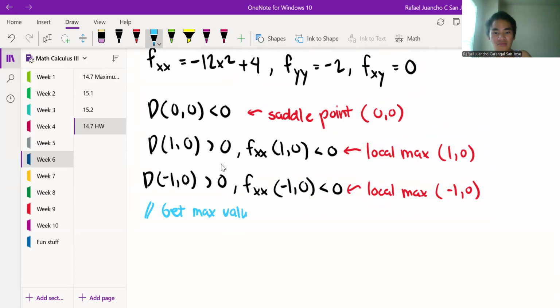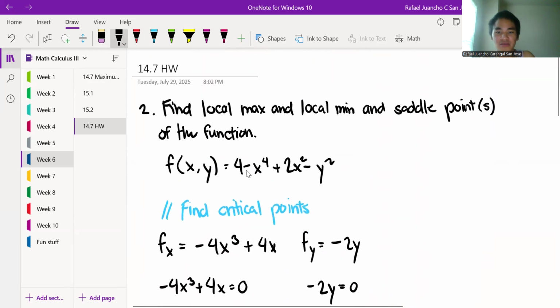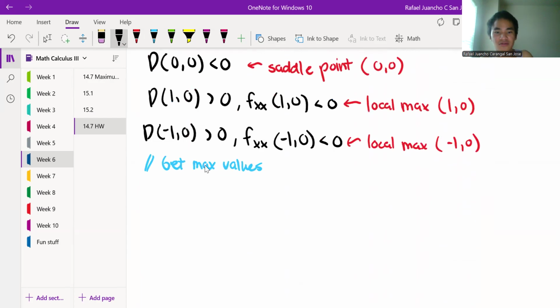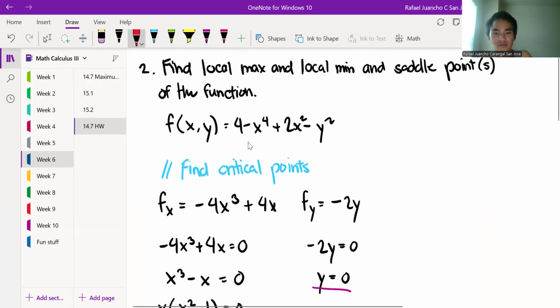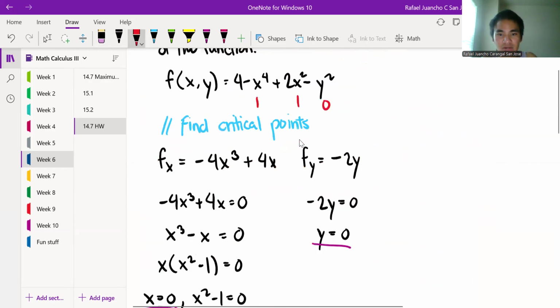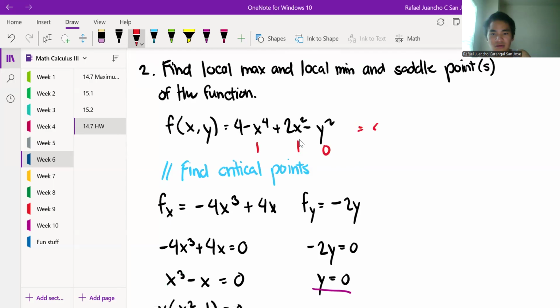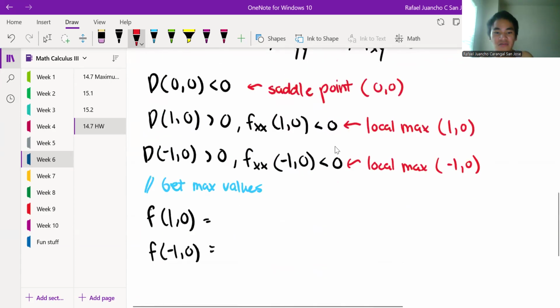So get max values. So in other words, get the z value, right? So I basically just want to plug it in my original function as well as my other one. So what's this going to be? If this is 1, 0, I get 4 minus 1 plus 2. That's 4 minus 1, 3 plus 2, that's 5. So here I get 5, right?